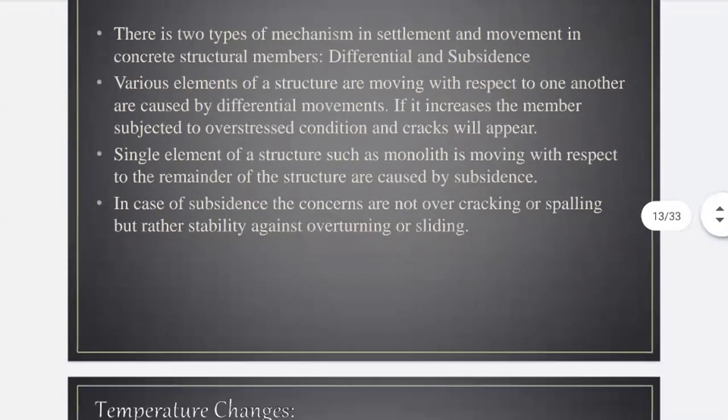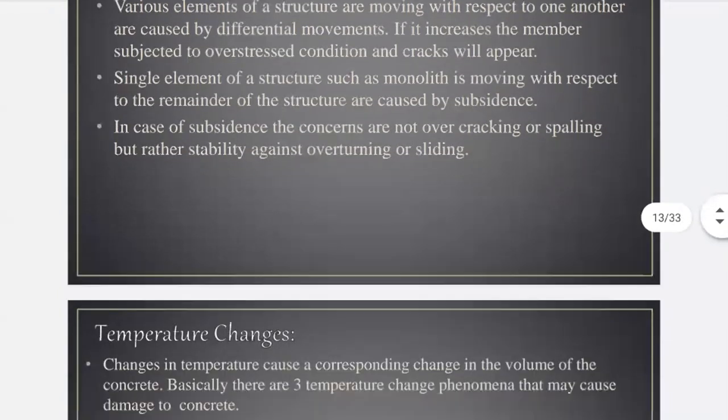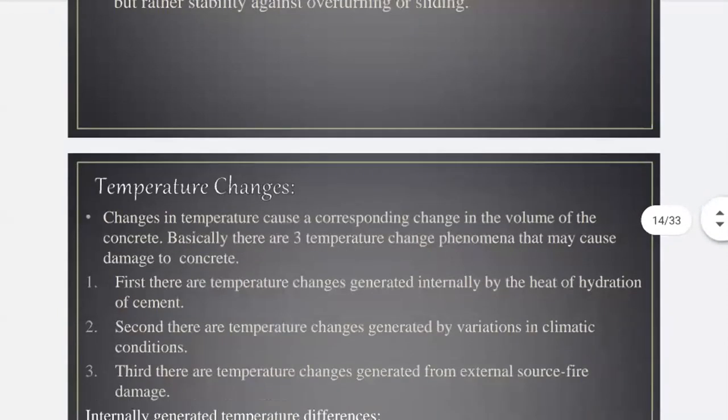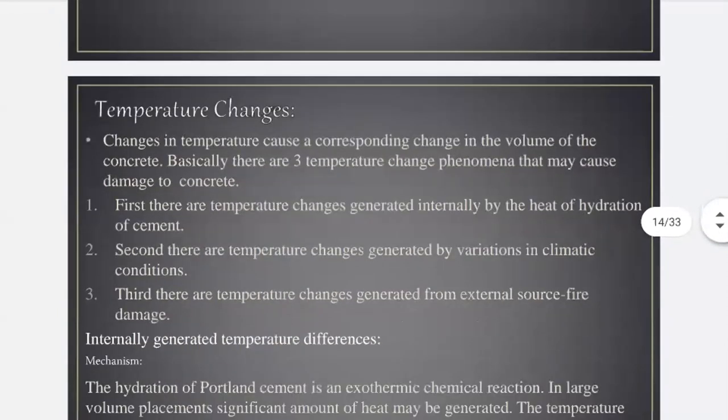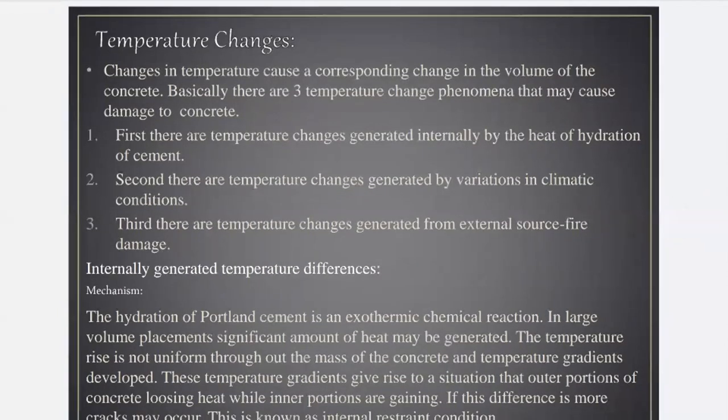Okay, the second one is temperature changes. What are the different deteriorations caused due to temperature changes? See, changes in temperature cause a corresponding change in the volume of concrete. We know that contraction and expansion effect, I told you earlier. So basically there are three temperature change phenomena that may cause damage to the concrete.